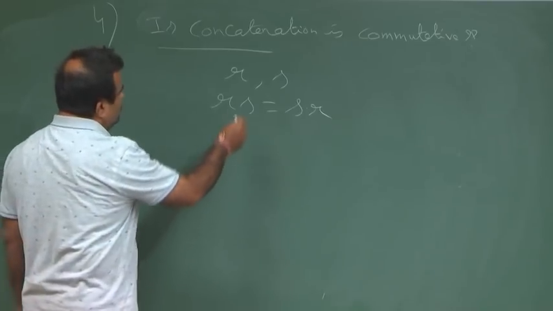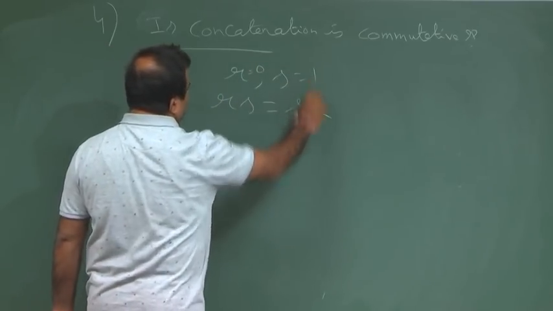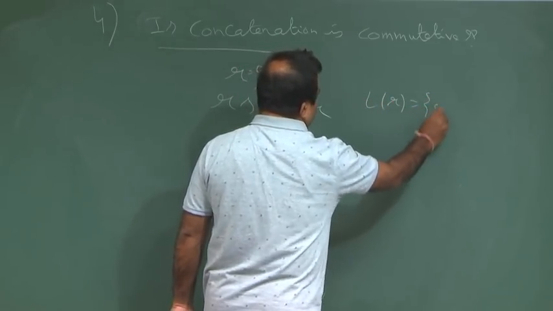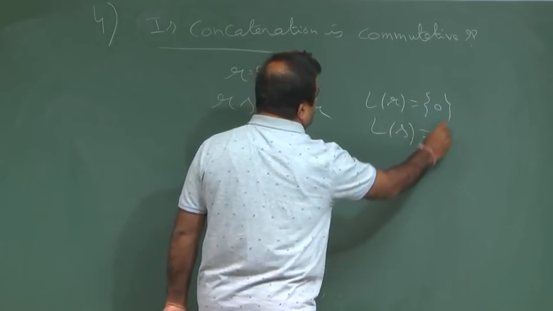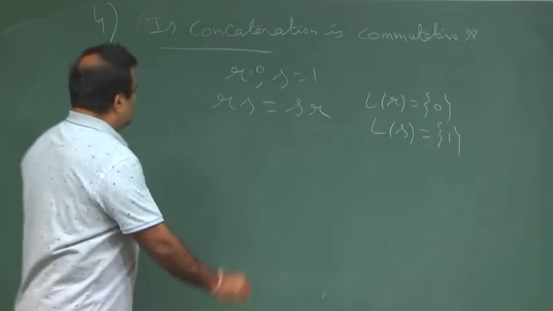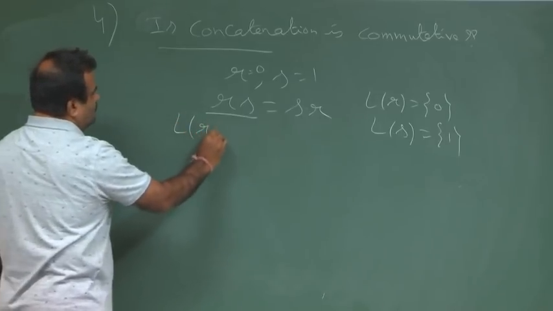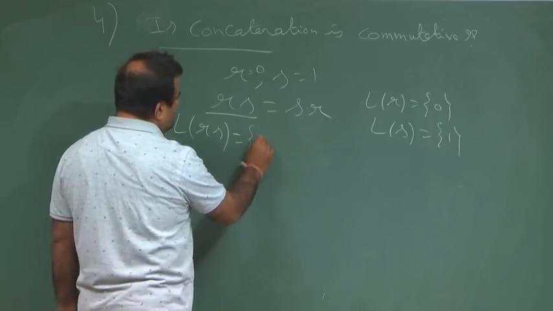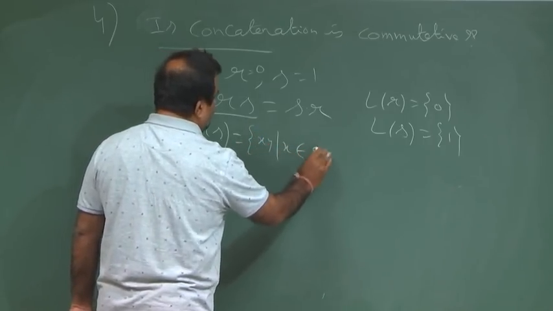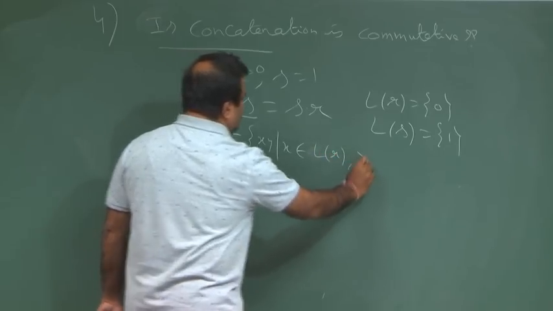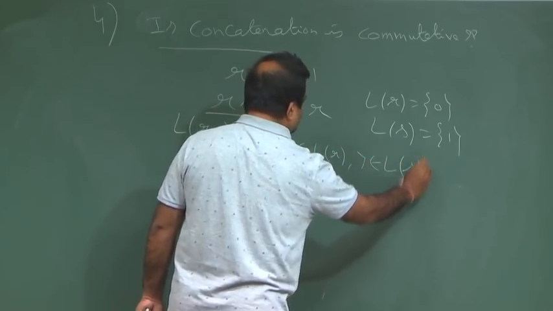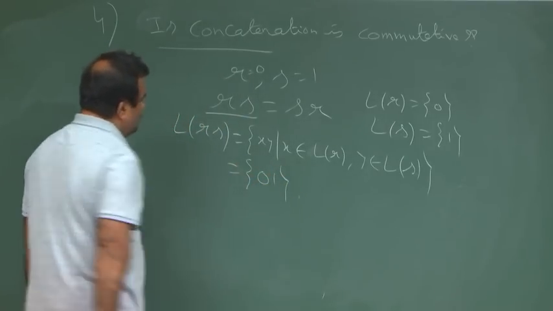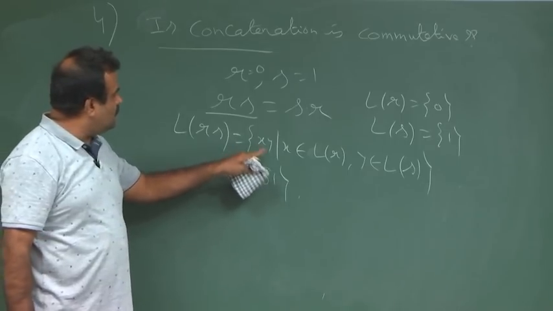we can take a very small example. Suppose R is 0, S is 1. So, what is L of R? L of R is just 0 and L of S is the singleton set 1. Now, what is the language corresponding to RS? The definition is xy, where x is coming from L of R, and y is coming from L of S. So, this is nothing but only one string, 01, because there is only one element.